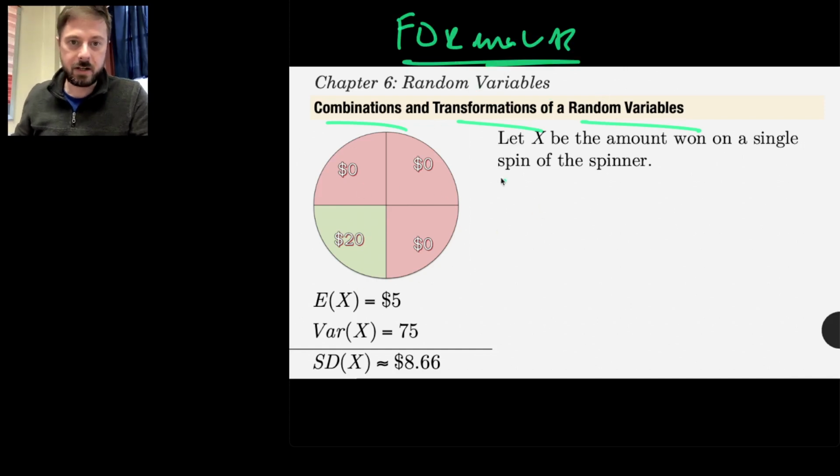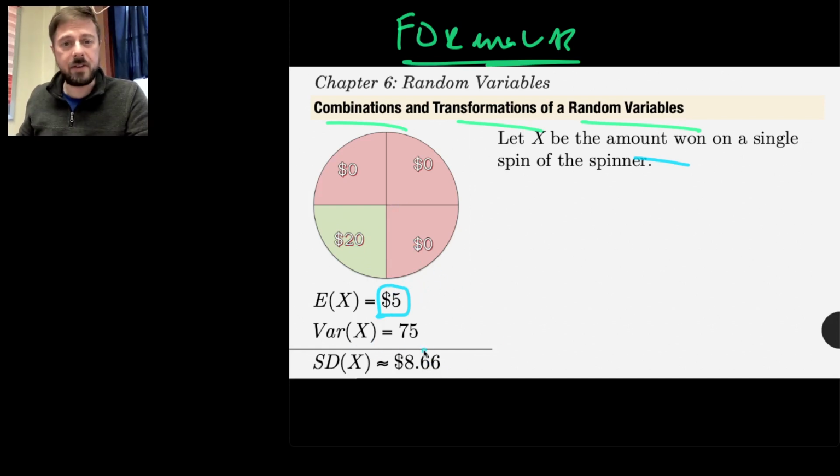Well, consider the spinner here. Say we have the spinner, and let's let x be the amount that you would win on a single spin of the spinner. We could calculate some parameters of the theoretical results, and on average, you would win $5 per round, right? You either can win 0 or 20. The probability of winning 20 is 1/4, and 1/4 of 20 is 5, and 0 times 3/4 is 0, so clearly the expected value is $5.